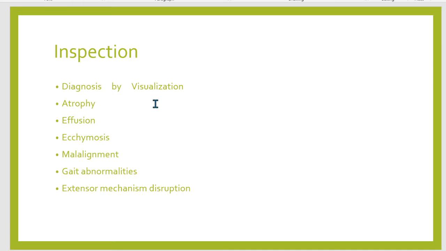All of these can be evaluated through local inspection by simply viewing the knee or the muscles that cross the knee. You could easily say that there is atrophy, or a joint effusion because the knee joint is too big. Ecchymosis, if there's reddening on the joint line. Malalignment, bow-legged or knock-kneed. Gait abnormalities, walking. All of these can be seen by our eye.